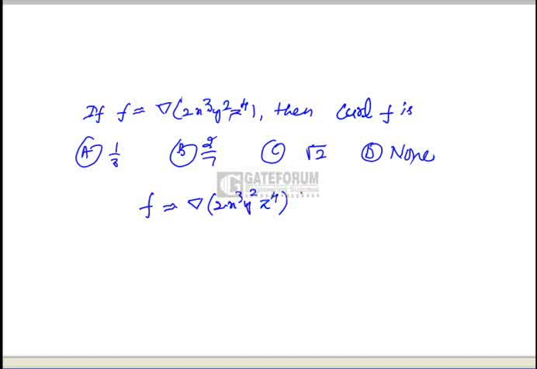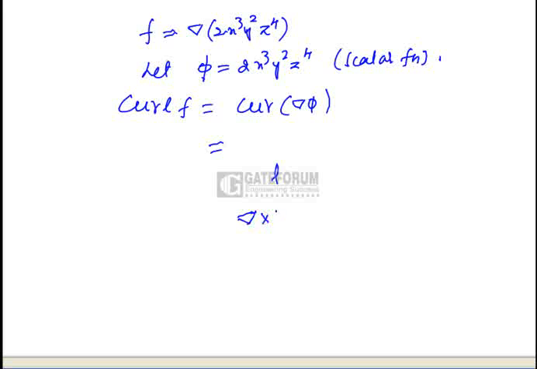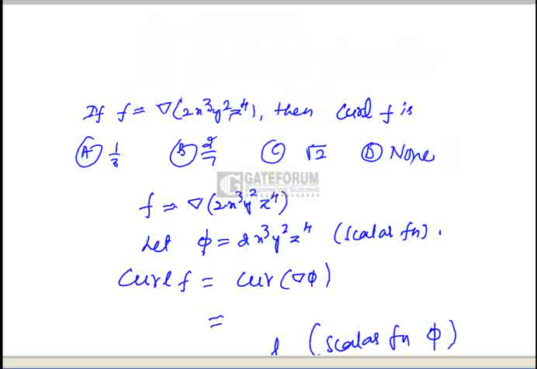In this problem, the given function is f equals del of 2x cube y square z power 4. Now let us consider the function as phi, which is 2x cube y square z power 4, which is nothing but a scalar function. Now we have to find curl f. Curl f is nothing but curl of del phi. We also know that curl del phi is nothing but del cross del phi, which will always be equal to 0 for any scalar function phi. Therefore, curl of f is 0, which is option D.